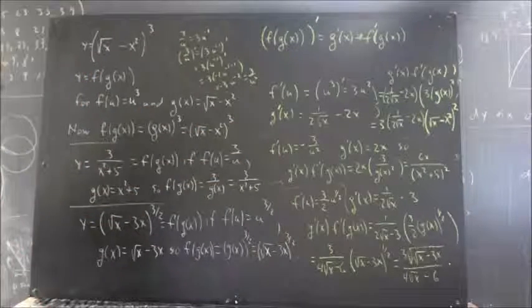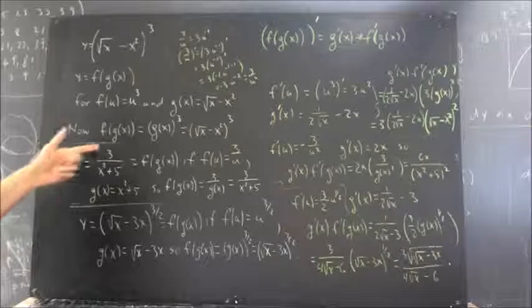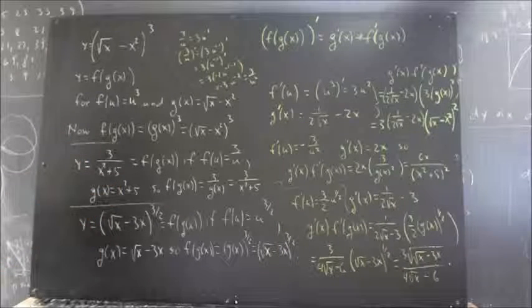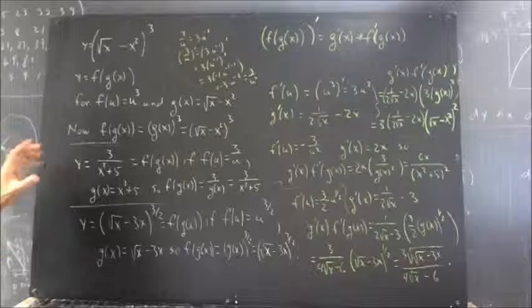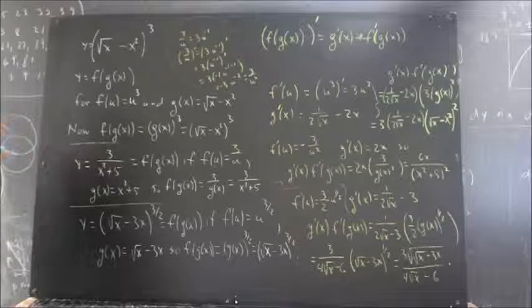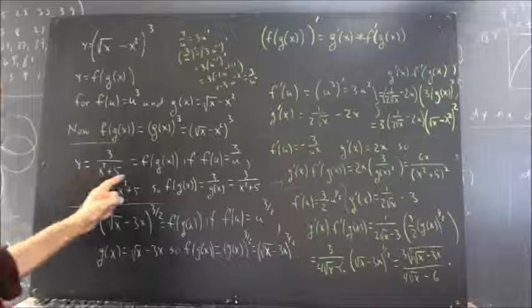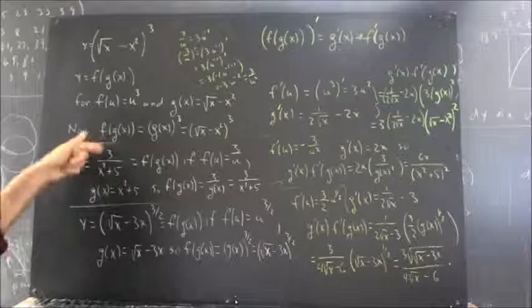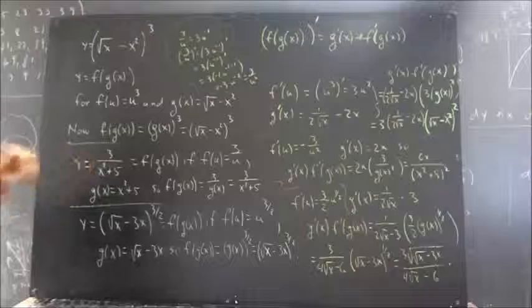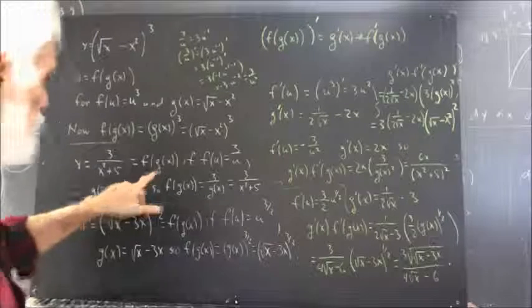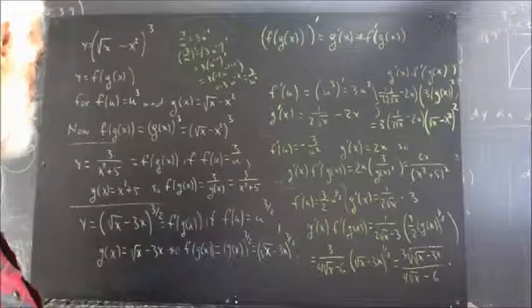For the function y equals 3 divided by x squared plus 5, now this is a little less obvious because it doesn't look like we have really a composite, but we do. We have the x squared plus 5 function, which is then the divisor of 3. So that this is of the form f of g of x.